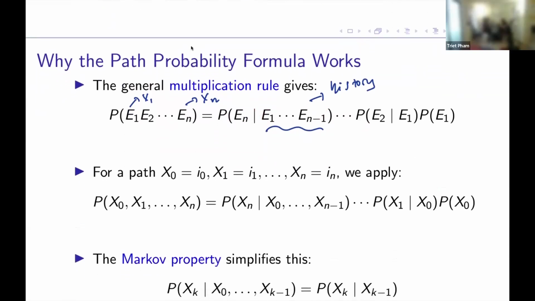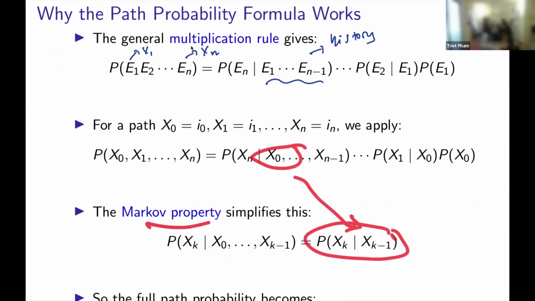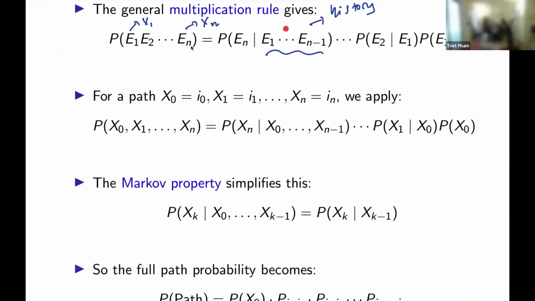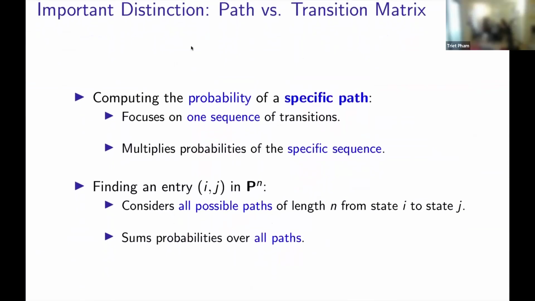That allows us to drop the dependence on the not-recent states, so the dependence is only on the most recent state, by the Markov property. That's what we have. Very easy, but remember this goes back to what we discussed on day 1. So this is a specific path, focusing on one sequence.